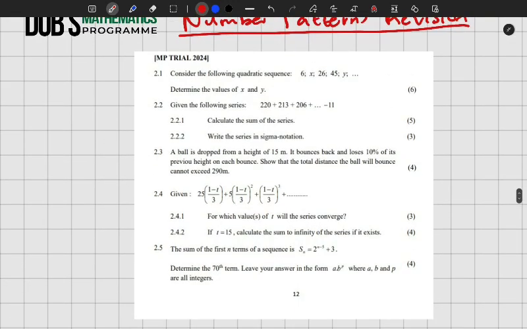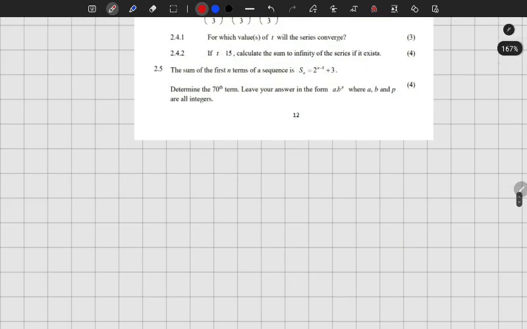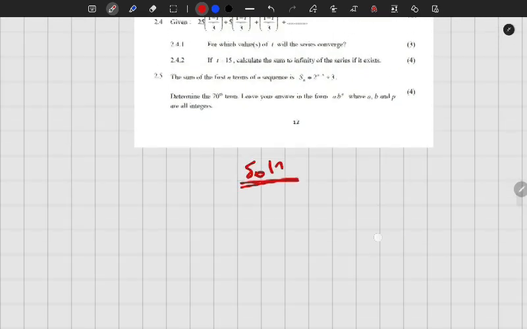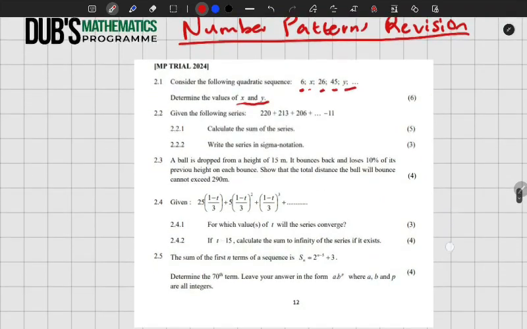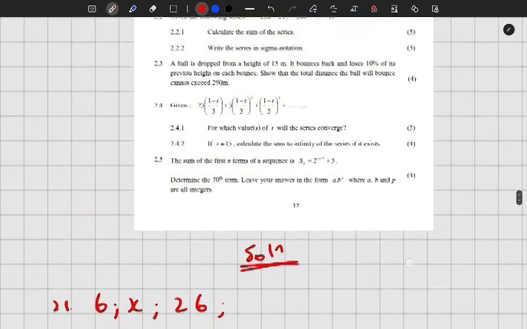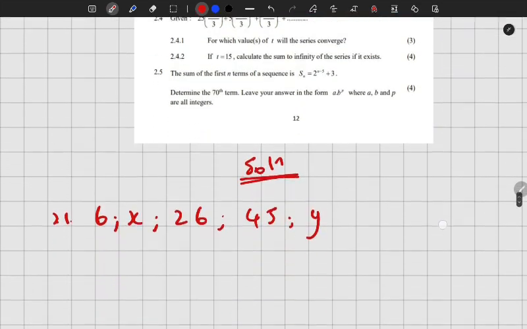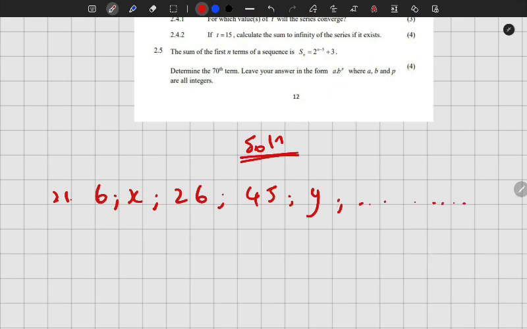We're given a quadratic sequence with terms 6x, 26, 45, and y. They are saying determine the values of x and y. So let's look at this solution. We are given 6x, 26, then 45 and y. These are the first few terms. This is a quadratic sequence. They want to find the value of x and y.